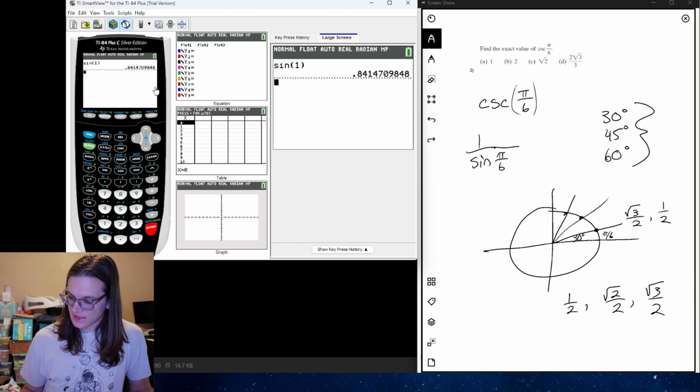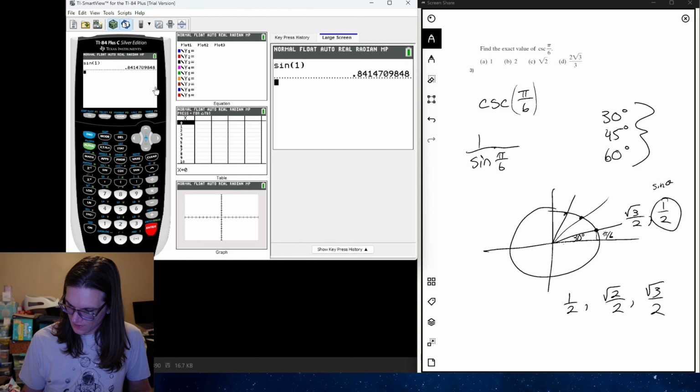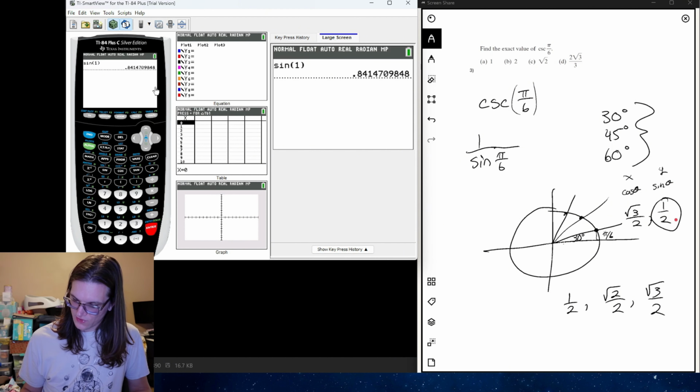Sine of pi over 6 off the top of my head is 30 degrees, and I can verify what this sine y coordinate here is. Remember, this is the y coordinate. This is sine of theta and this is cosine of theta, technically times r, but on the unit circle, r is 1. The y coordinate is going to be the height.